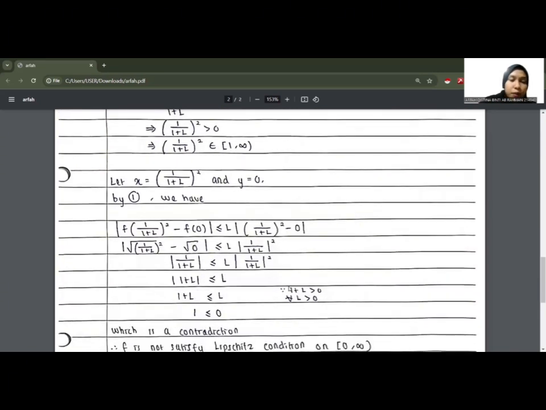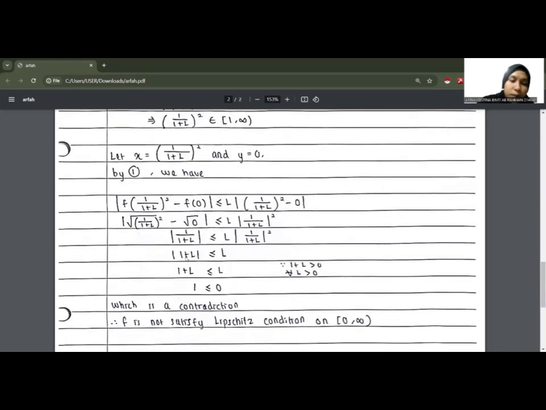Then we simplify, we will get 1 over (1 plus L) is less than or equal to L multiplied by 1 over (1 plus L) to the power of 2. Then we will get 1 plus L less than or equal to L.